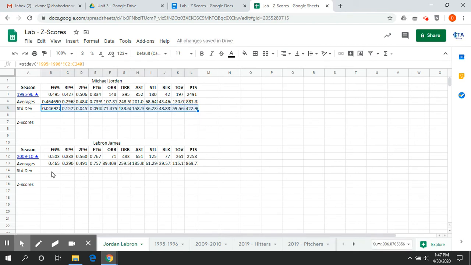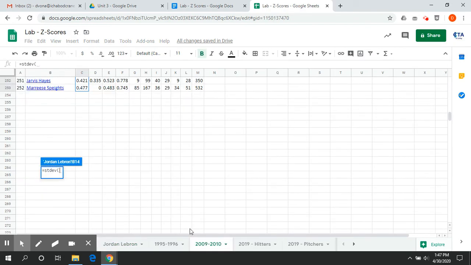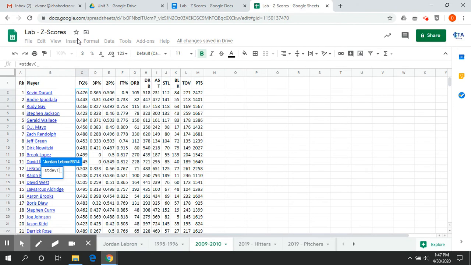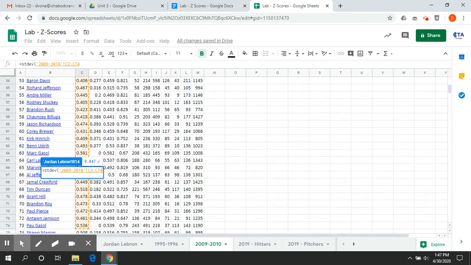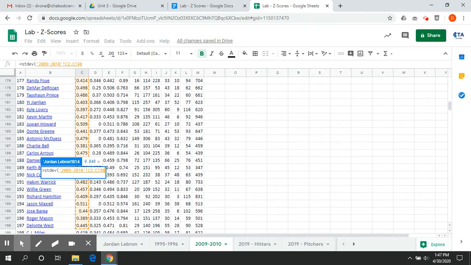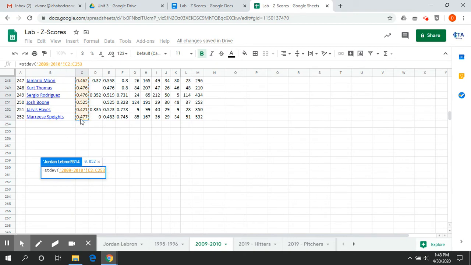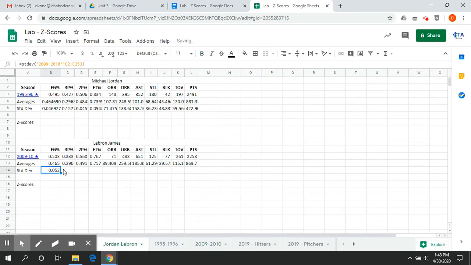All right, and then I'm going to do the same thing for LeBron James here. Equals STDEV. Go over here, highlight all of the field goal percentages again. All right, there they are. Drag it across.